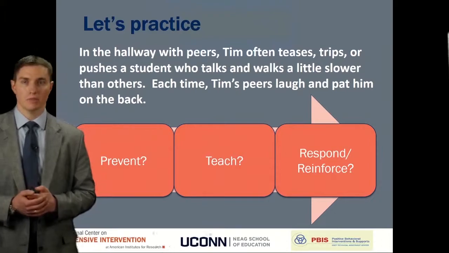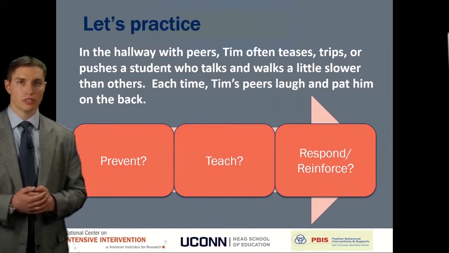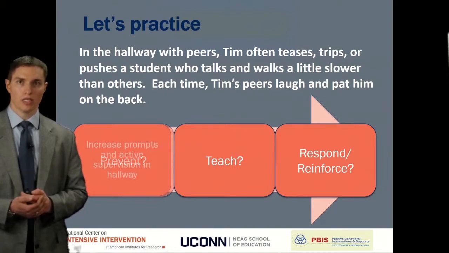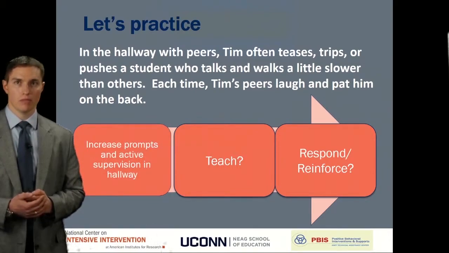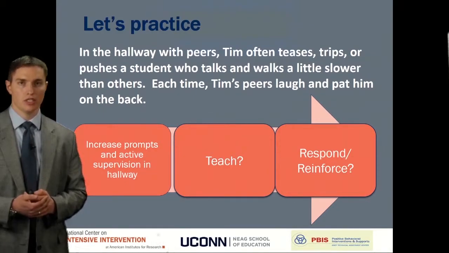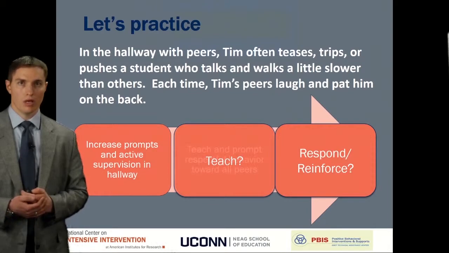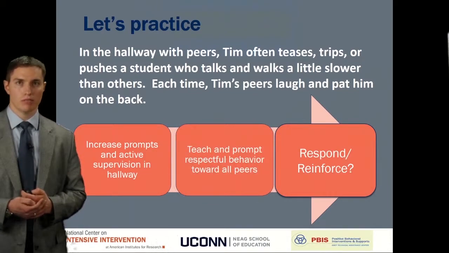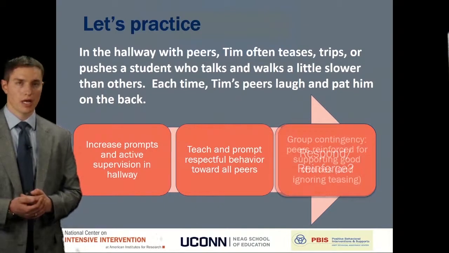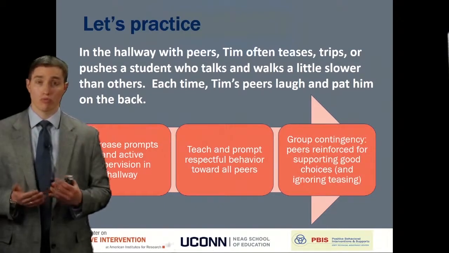Hopefully you've had some time at this point to look over strategies and consider strategies either by yourself or with those in your group. One example for an antecedent-based strategy here with Tim may be to increase prompts and active supervision in the hallway, the very setting where he's exhibiting these challenging behaviors. One behavior-based strategy may be to work in ways to teach and prompt him of respectful behavior towards all peers across all settings. Finally, a consequence strategy may be something called a group contingency.